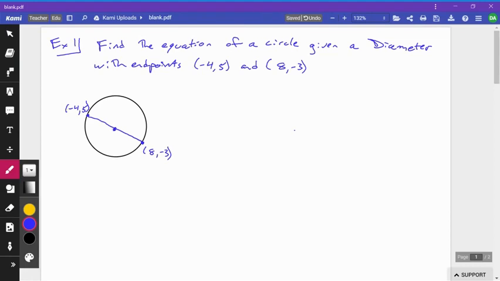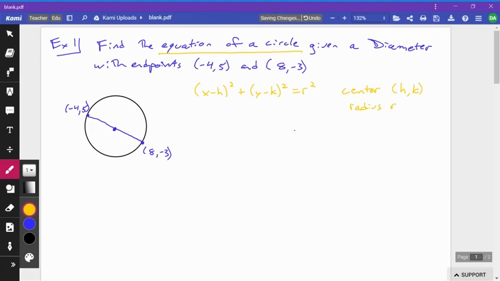So remember what we need to write for this example. I need the equation of a circle. So what I'm looking for is this equation: (x - h)^2 + (y - k)^2 = r^2. So two things I need for the equation of a circle. I need the center, (h, k), and I need the radius, r.